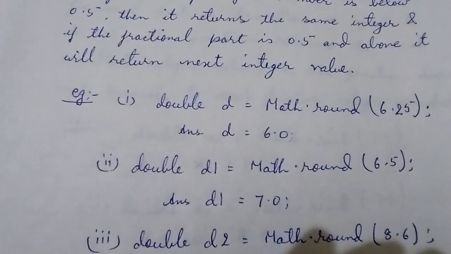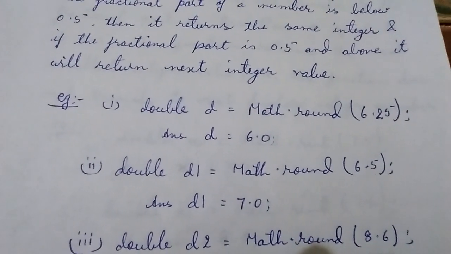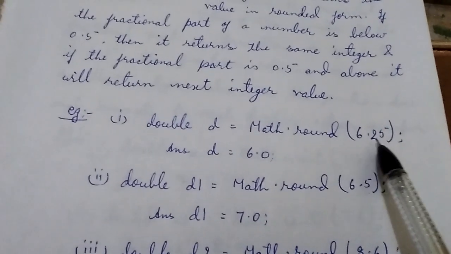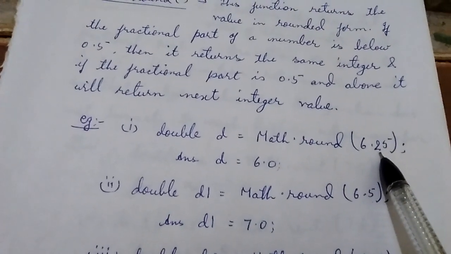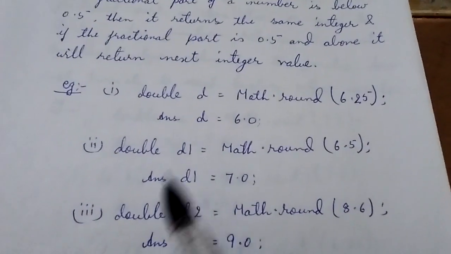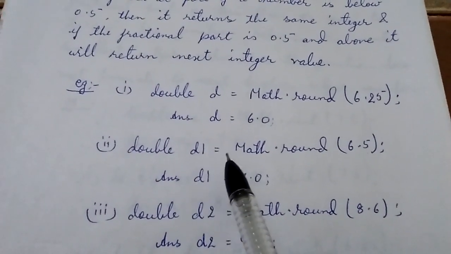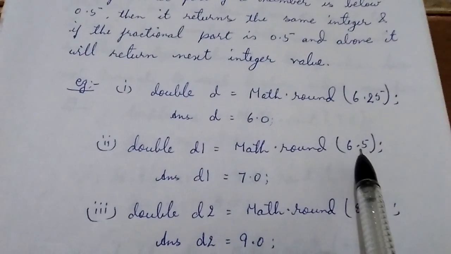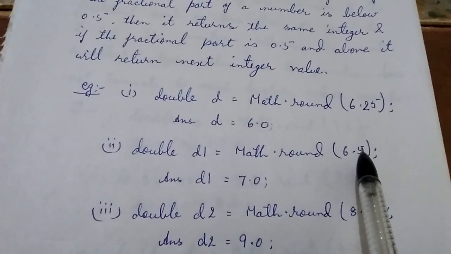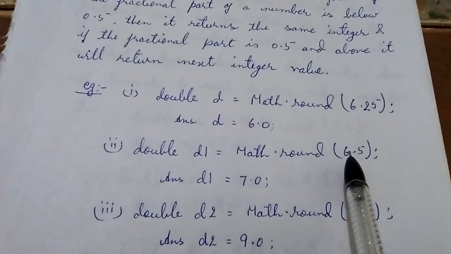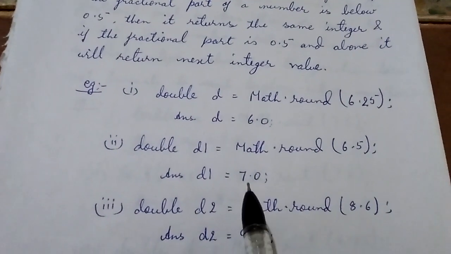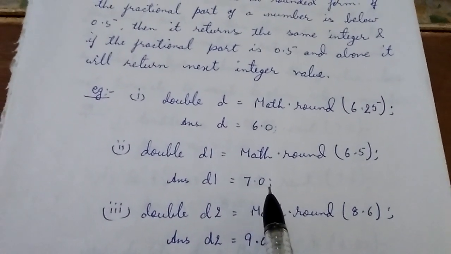Double d equals Math.round(6.25). We see here that the fractional value is 0.25, that is lower than 0.5. So it will return 6.0. Then we see double d1 equals Math.round(6.5). So if the fractional part is 0.5 or more than 0.5, then it rounds up to the next highest digit. So after 6 comes 7. So the answer will be 7.0.